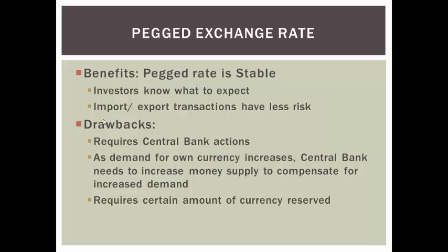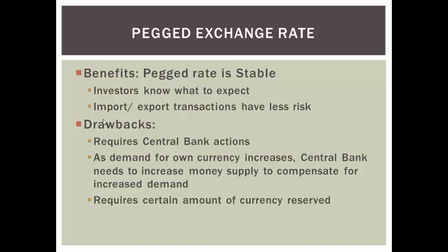So here's the situation described. As demand for our own currency increases, the central bank will need to increase supply to compensate for that increased demand. Well, how do we increase the supply? We need to have a certain amount of currency reserved at all times. So we're not going to be able to use it more freely and move it towards some other things. So we have to make sure that we have enough currency to be able to compensate for increased demand for our currency.